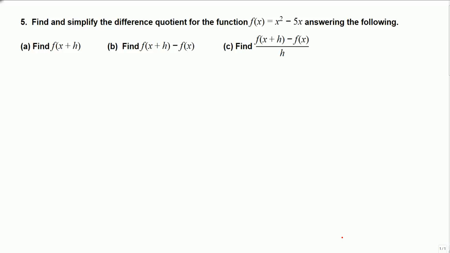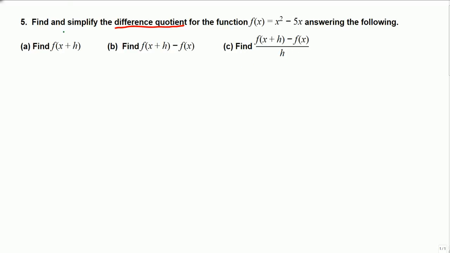Find and simplify the difference quotient. In fact, this ratio is called the difference quotient for the function given. To evaluate this, we want to do the intermediate work. We evaluate the function f at x plus h, then we subtract f of x, which is given, then we divide the part on the top by h and simplify.